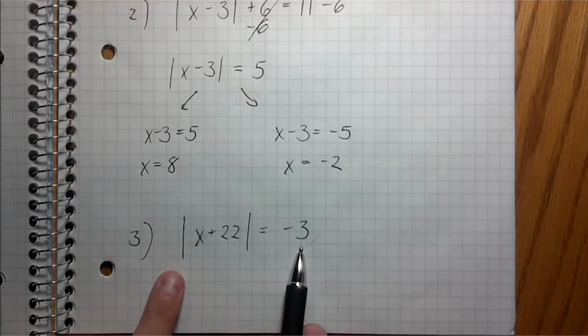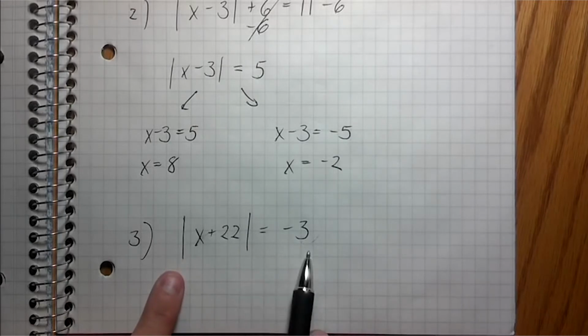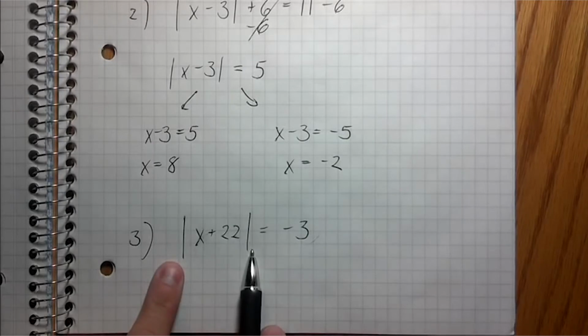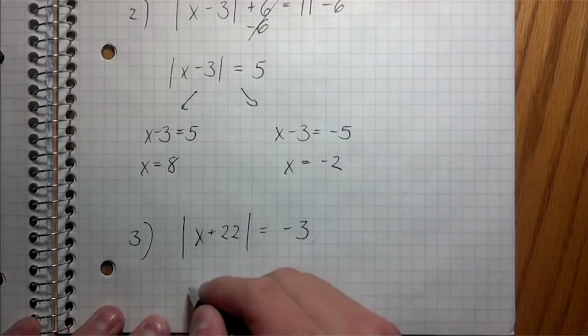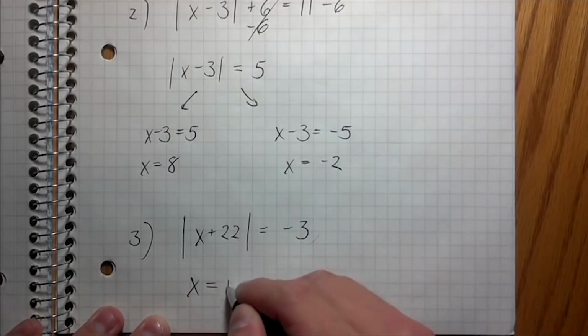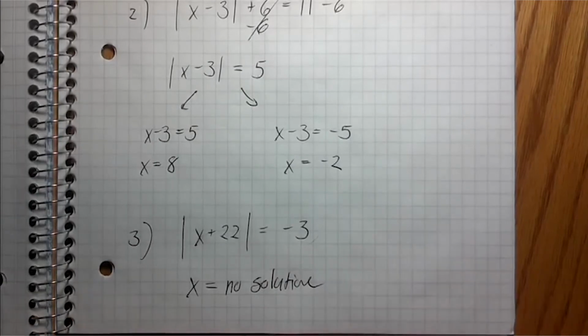Does that make sense? Essentially, any time you see a negative answer and you have an absolute value, you don't even have to go anywhere. You're completely finished at that point. So this is x equals no solution. Cool, so that's basically it.